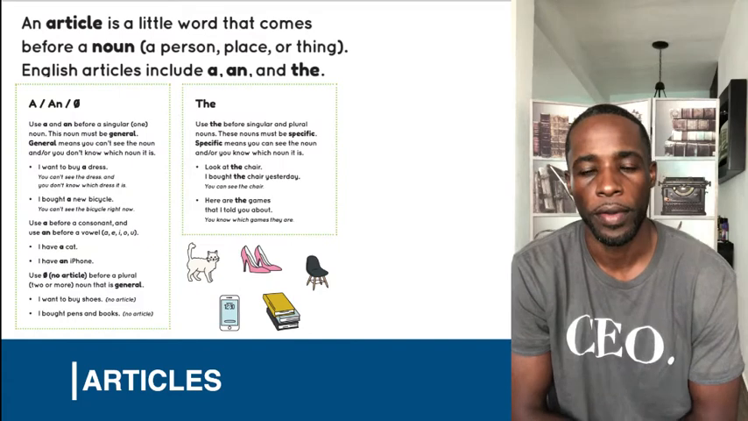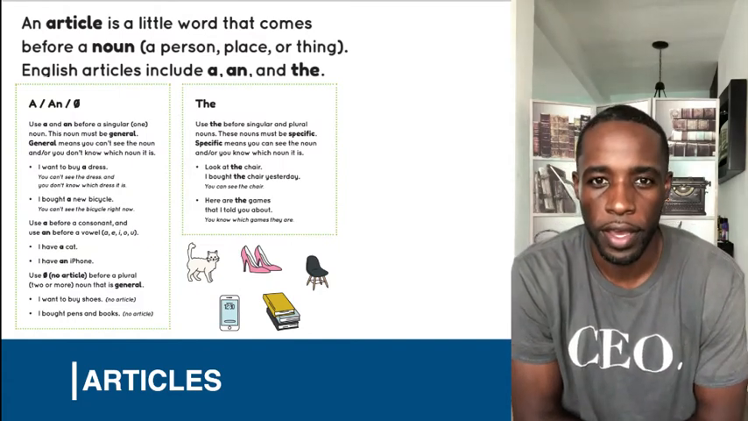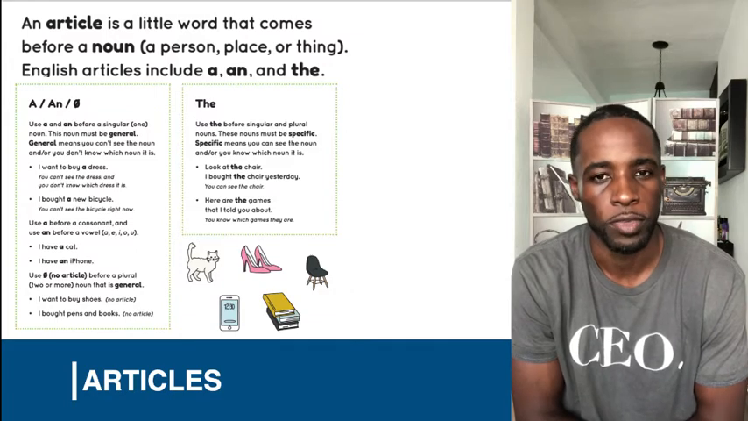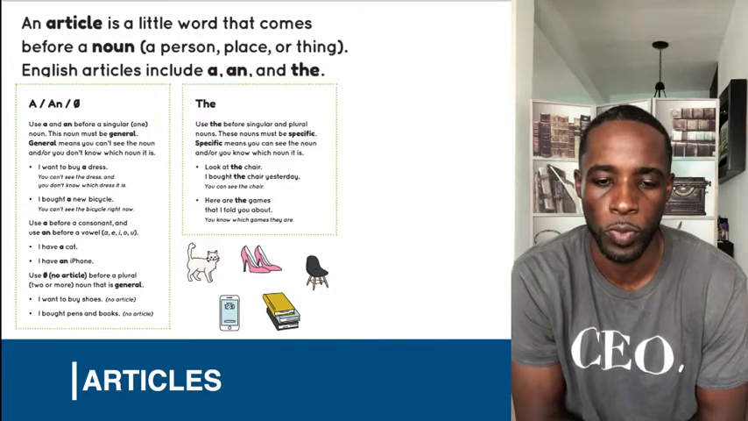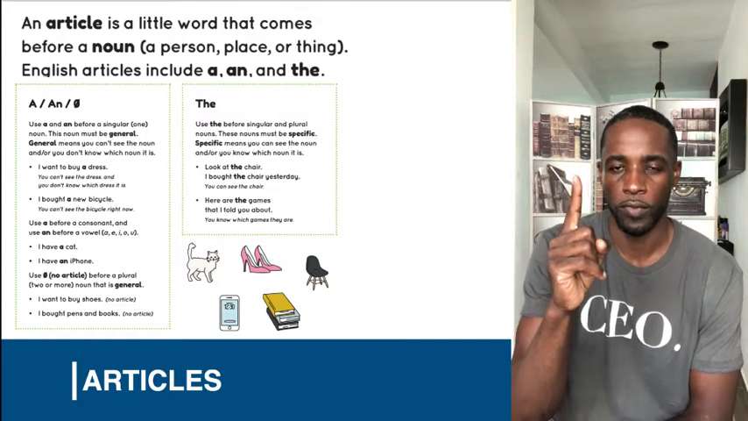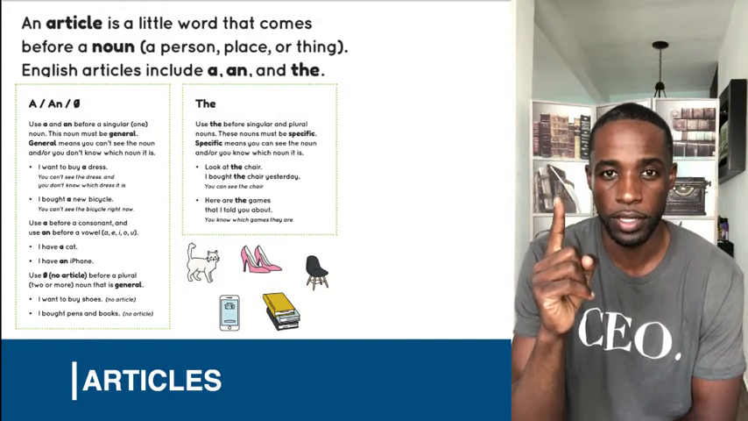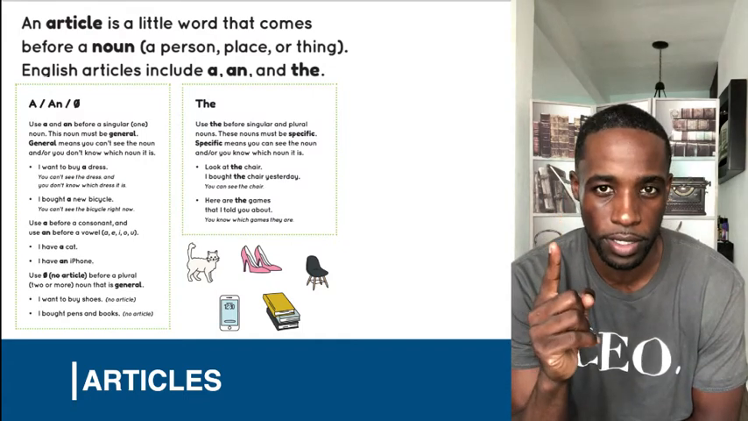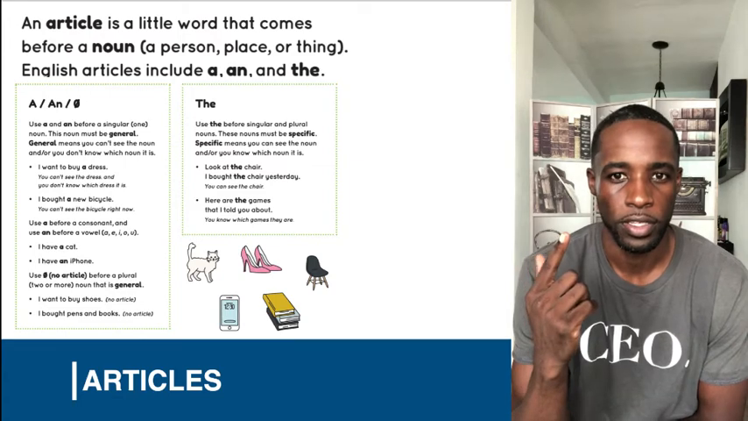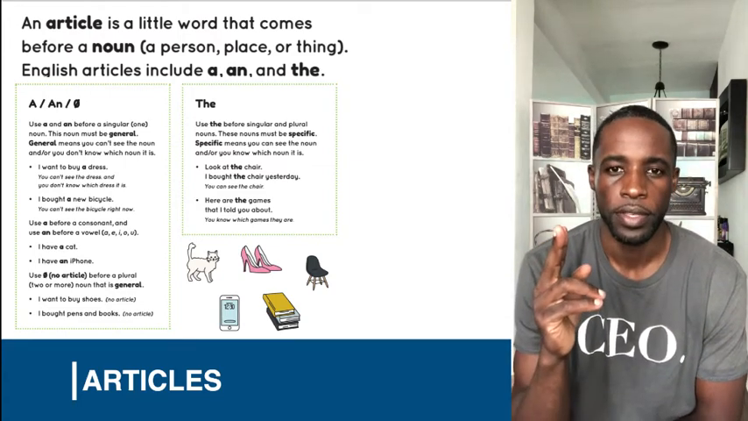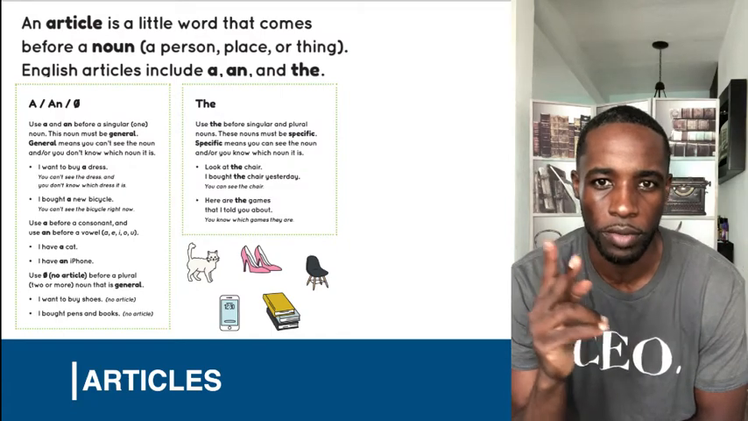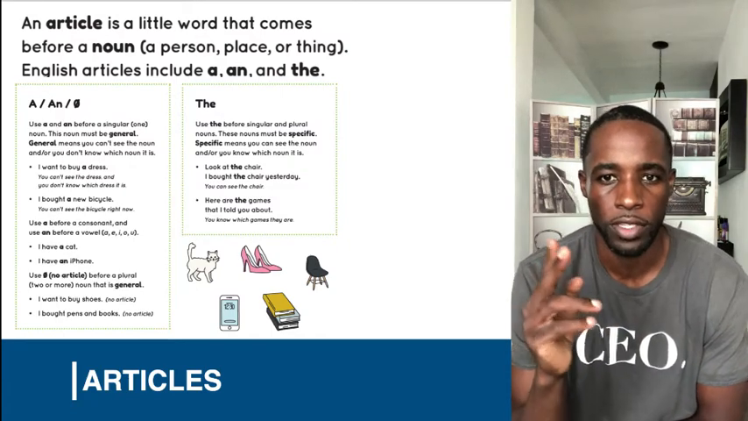And now, the is used for a specific noun, a specific person, a specific place, or a specific thing. Or if there's only one of these. For example, when you say the sun, you have to say the sun. You can't say a sun because there's only one sun that the earth has. Same with the moon. Anytime you mention the sun or the moon, you have to say the sun, the moon.